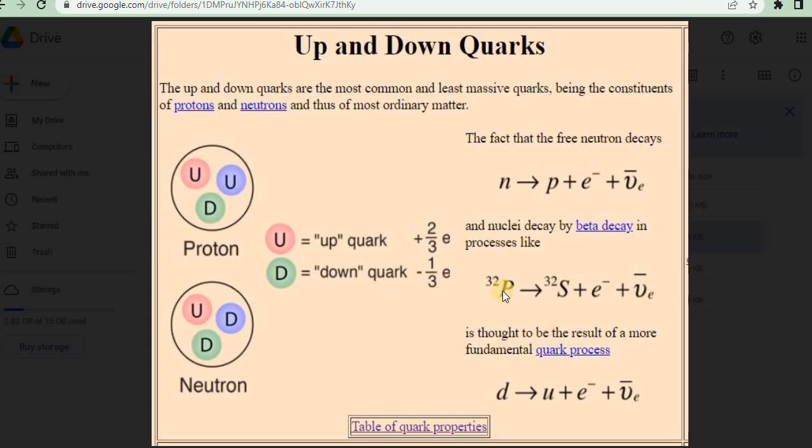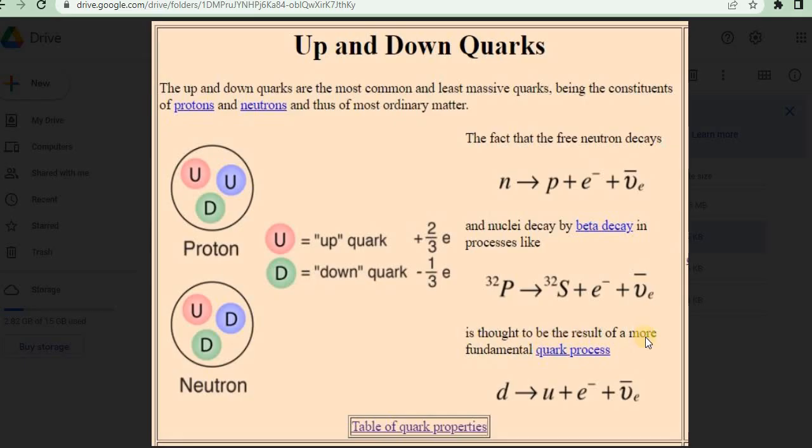So this is an example: phosphorus becoming sulfur with the emission of an electron. By the way, these are nuclear reactions, nothing to do with electron movements. So the electron, or beta particle, is coming from the nucleus. Remember that a neutron becoming a proton, this reaction is in the nucleus. This electron came from the nucleus. There are no electrons in the nucleus, but when this change occurs, an electron is created. So it's not from the shell of the atom. It's coming from the nucleus. This is also coming from the nucleus. This is the electron antineutrino.